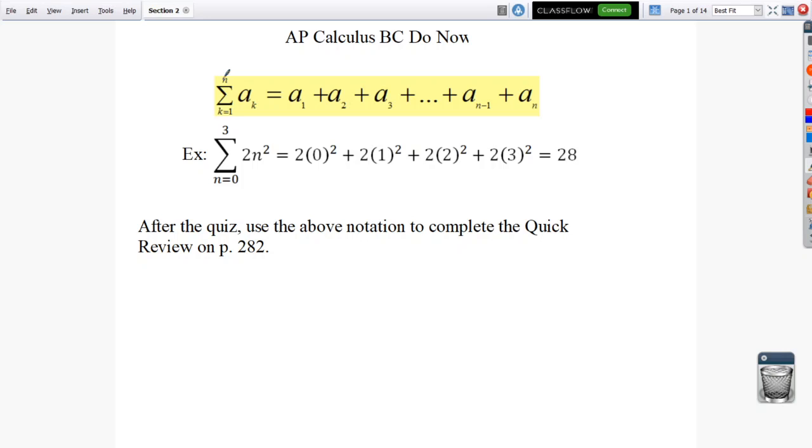So you can see in that example, we have the summation from n equals 0 to 3 of 2n squared. So we start with n equals 0. We evaluate 2n squared for 0. So notice that first term right over here, we have 2 times 0 squared. And again, it's also called summation notation, so we add to it the next number evaluated. So 0, 1, 2, 3, and then we actually evaluate all of those expressions and add them together. The summation here would be equal to 28.